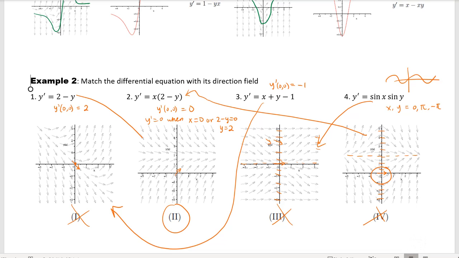Pi is like 3.14, so around 3. Now can you see it's quite flat? Around 3. And here around 3. Ooh, you can see? Yes, it matches. So good. So this is the slope field for the number 4 differential equation. Okay, now we have finished the matching. Alright.